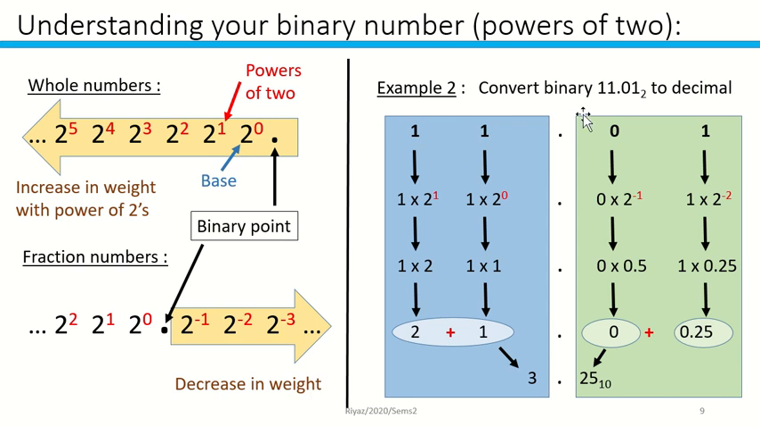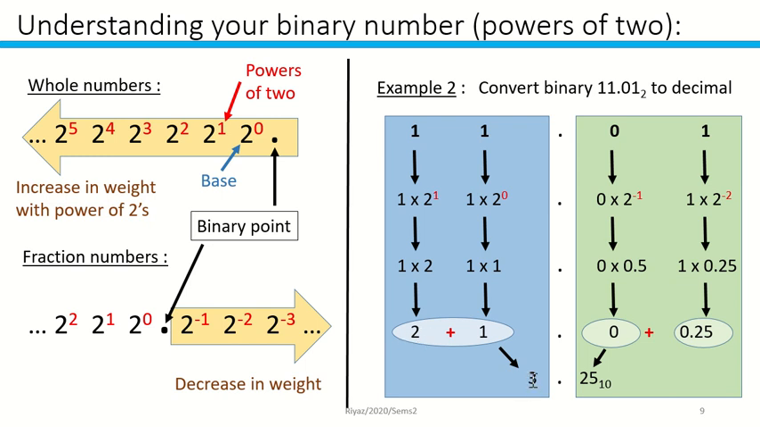Let's say you want to convert a binary number, 11.01 to the base of 2, to decimal. Then you have to treat both places respectively. These are our whole numbers, and these are the fraction numbers. For the whole numbers, you just put 1 and 1 over here. This is bit number 2, this is bit number 1. For bit number 1, 1 times 2 to the power of 0 is 1. For bit number 2, follow the same procedure: 1 times 2 to the power of 1 gives you 2. 2 plus 1, you're going to have a 3 at the end.